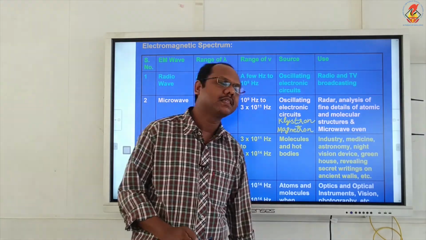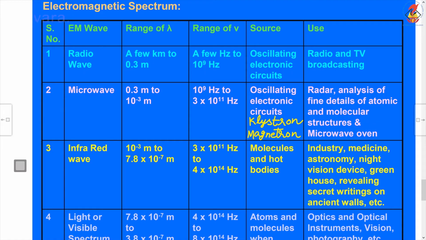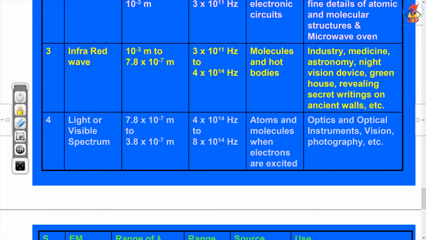Now the third wave is infrared. The wavelength ranges from 10^-3 to 7.8 × 10^-7 meter, and the frequency ranges from 3 × 10^11 hertz to 4 × 10^14 hertz, and this is produced by vibrating molecules and hot bodies. Infrared rays are produced by vibrating molecules and hot bodies.